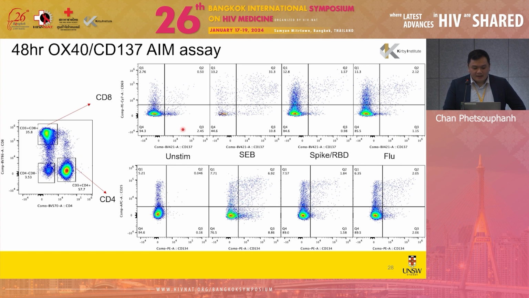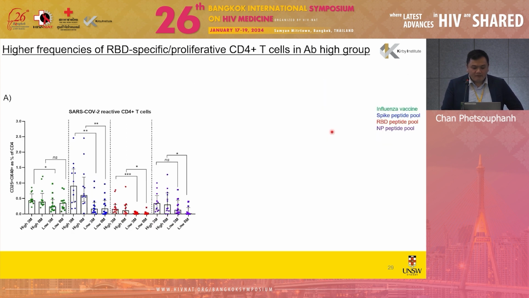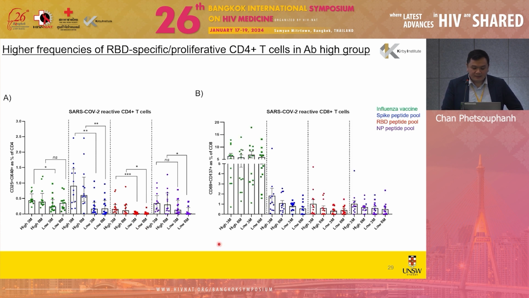And so our readout, CD8 is at the top, and you can see CD69 versus 137, 25 versus OX40 134. Generally, CD8s do have a higher background, so when we background subtract and look at spike, RBD, or nucleocapsid responses, what we found was the group with antibody high had much higher spike-specific responses in CD4s at 3 and 8 months, and also responses to RBD, and not so much to nucleocapsid. And we saw no difference in the CD8 response.